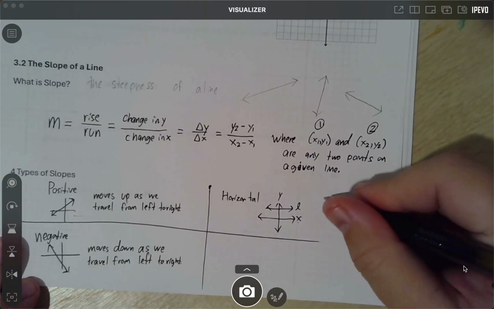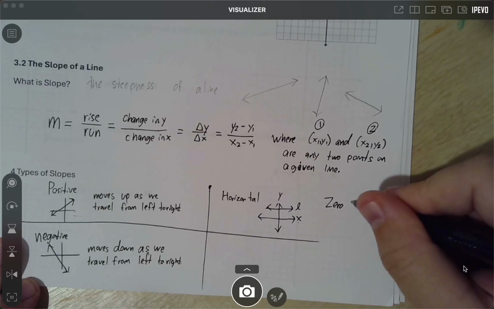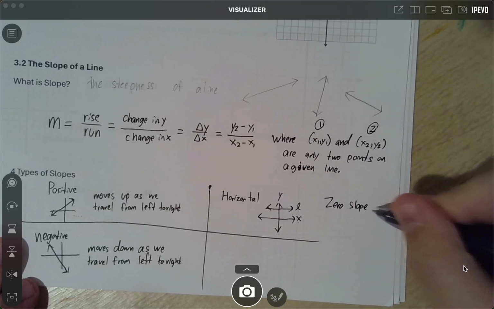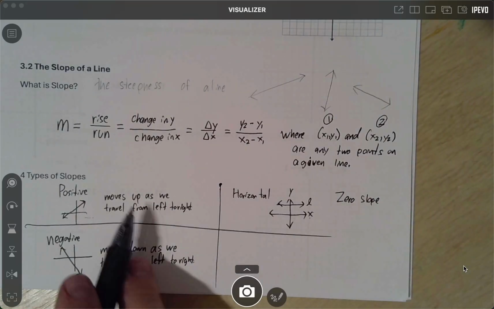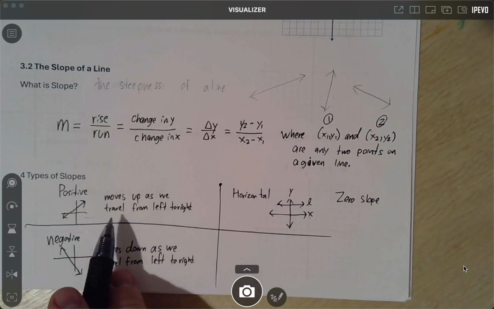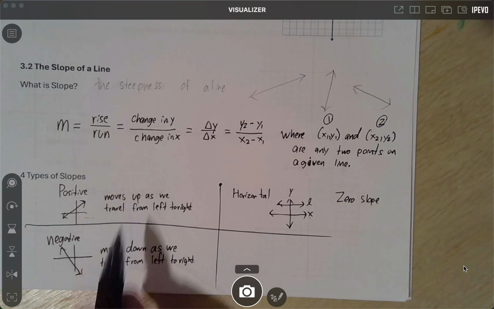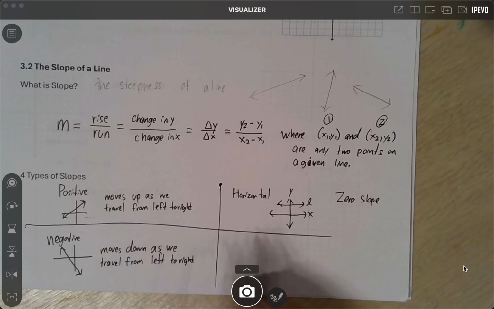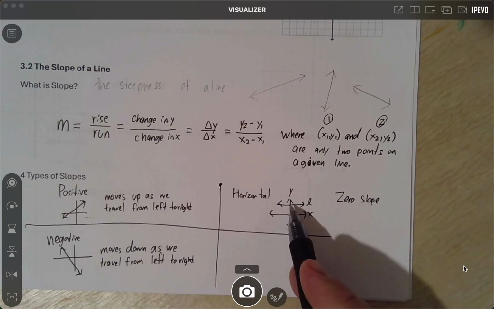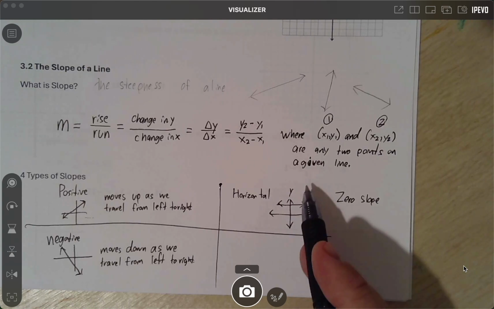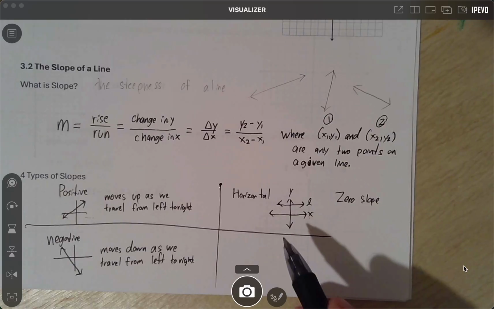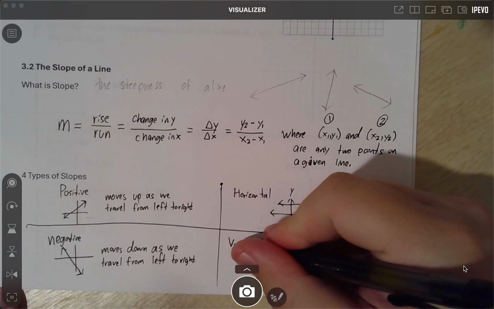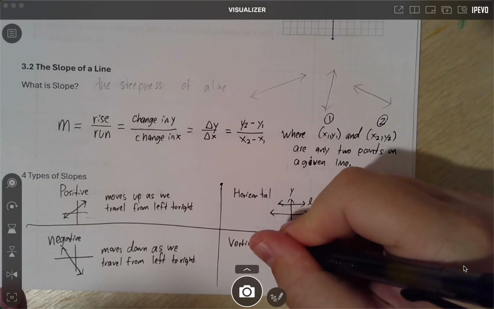Now the thing about this is we also refer to this as a zero slope. And the reason for that is as I travel from left to right, what do I do? This time, as I travel left to right, I don't move any more vertically, up or down. So, zero slope. I'm not changing my y value. And, of course, that means the last one would be vertical slope.